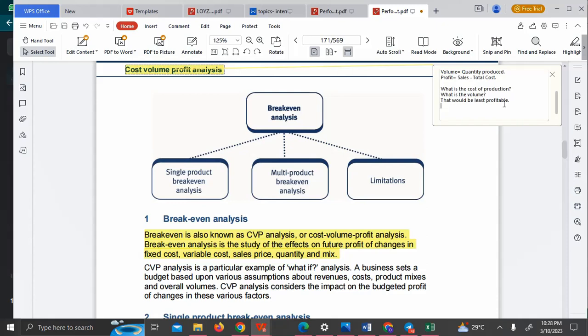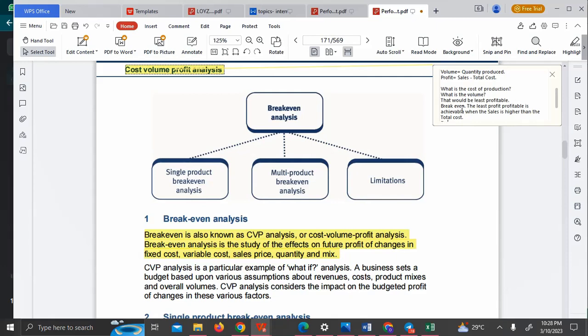And to achieve this, there's a point called break even, because the least profitable level is achievable when the sales is higher than the total cost.